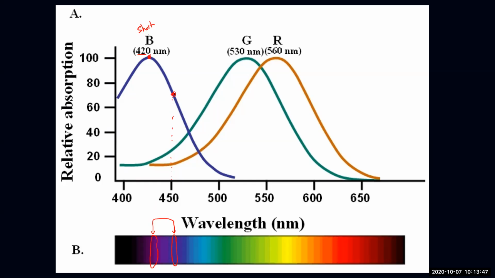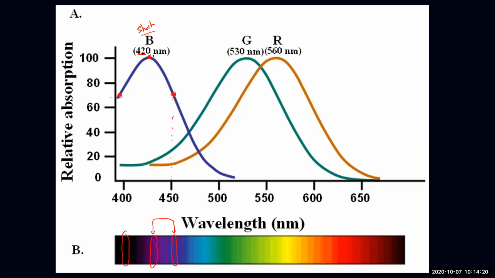Now, if I just tell you that my short wave cone responded at say 70% of its max absorption, there's two places on this curve where that could occur. So we could be looking at this, or we could be looking at this. Just based on this, we can't tell the difference. We can't distinguish different wavelengths.